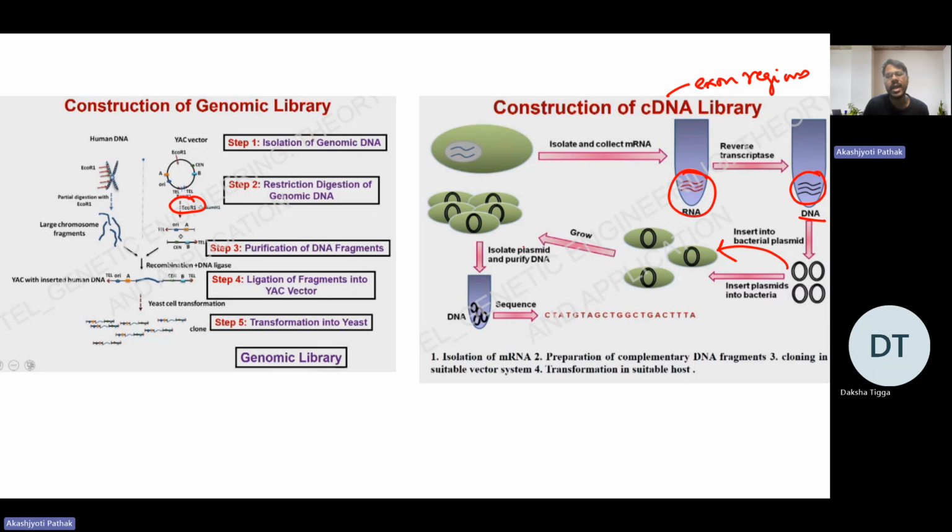Then you isolate the plasmid because you do not know whether your plasmid has this insert within it. So you have to isolate the plasmid, restriction digest it or PCR amplify it, and then sequence it. Only after sequencing will you be confirmed which of these host cells have the recombinant plasmid and which do not.